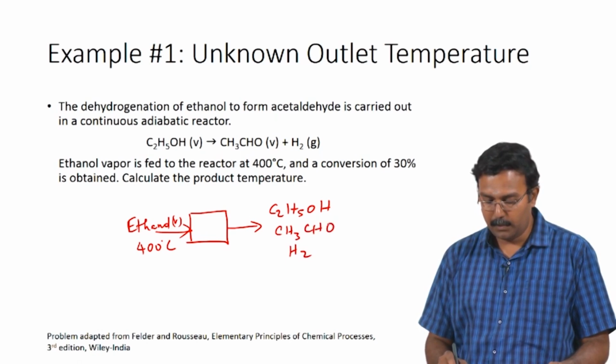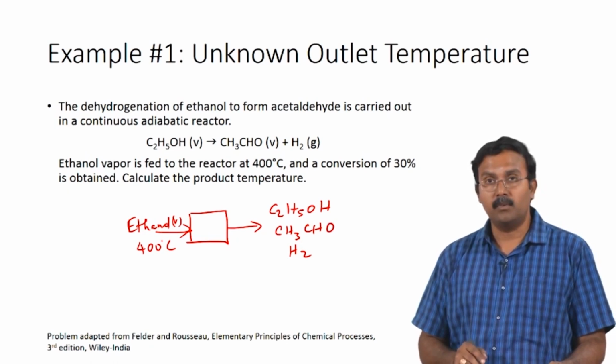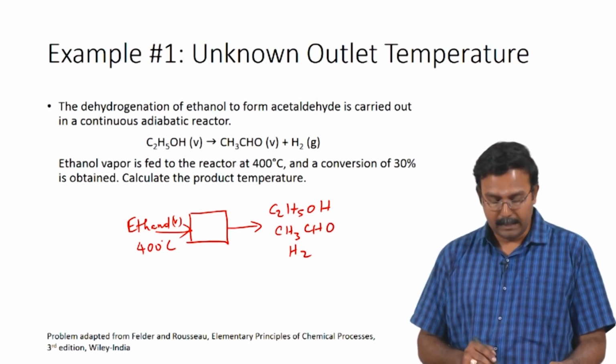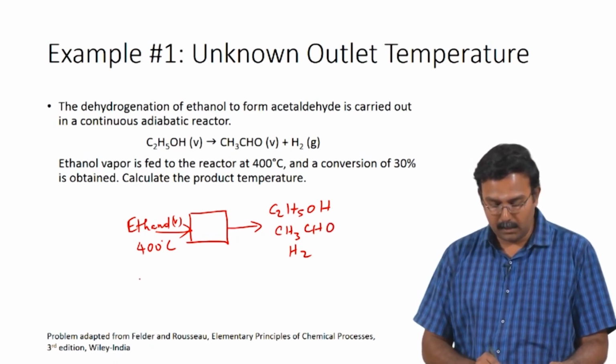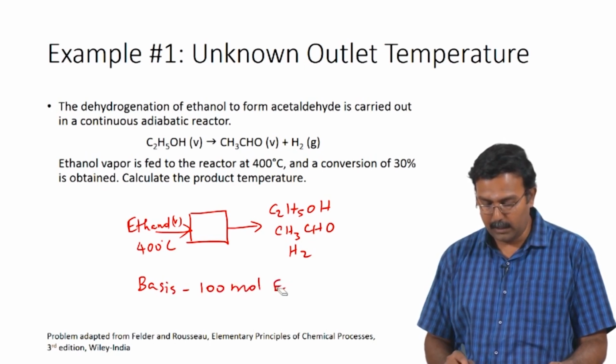So, all these components will actually be leaving the system. We now need to identify the molar flow rates for each of these components. So, let us assume a basis for performing these simple material balances. So, we will assume that 100 moles of ethanol is actually entering the system. So, we will just call this 100 moles of C2H5OH in feed.